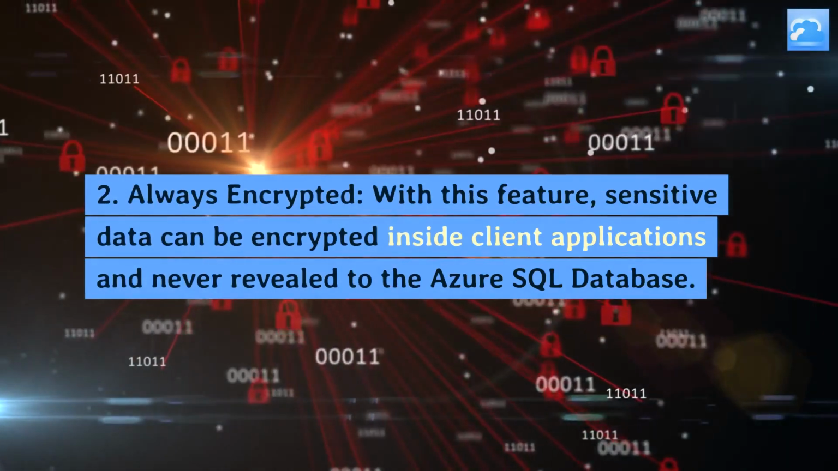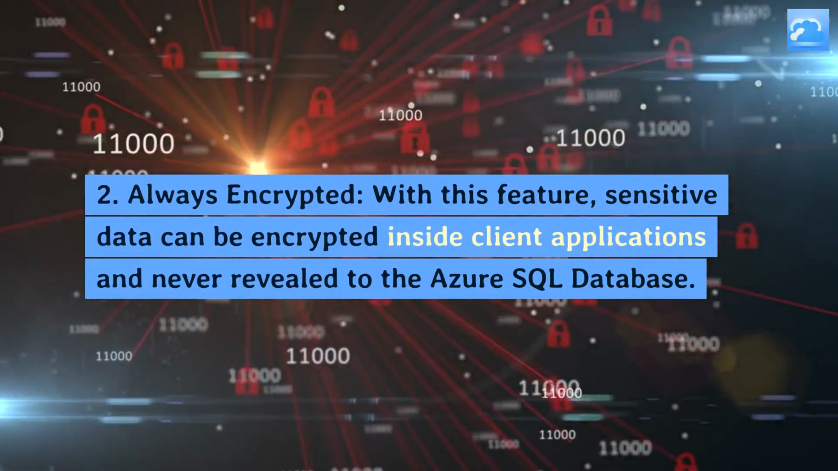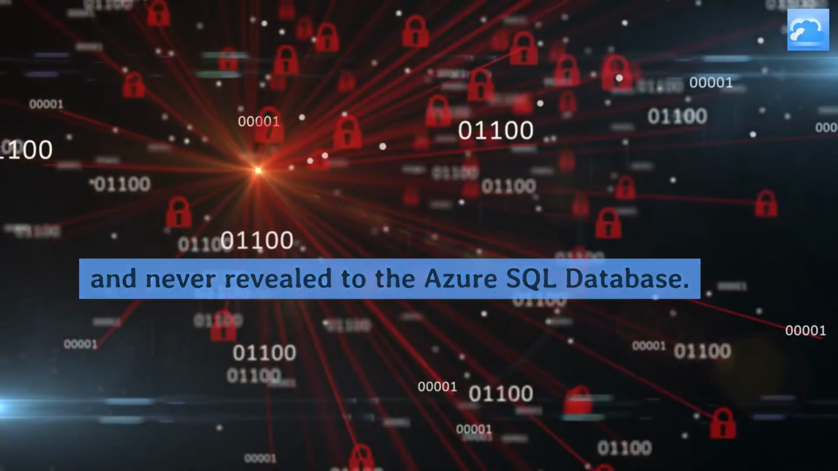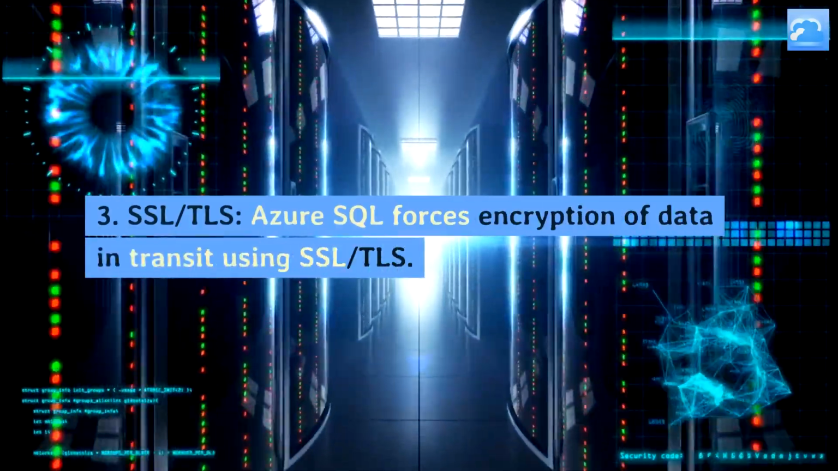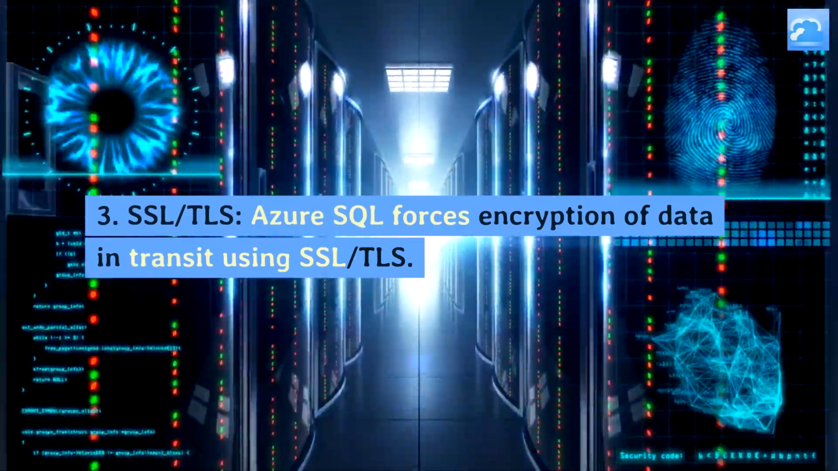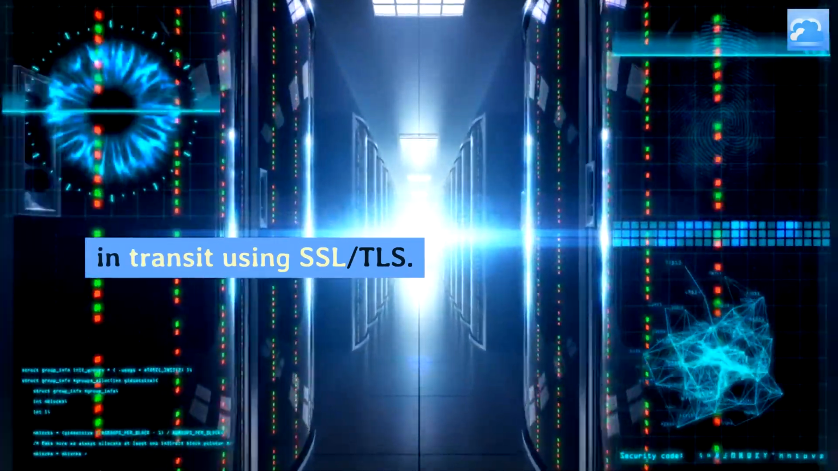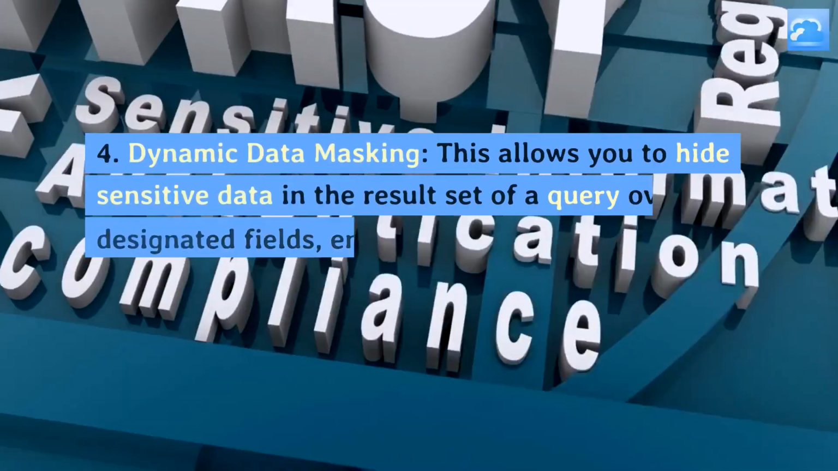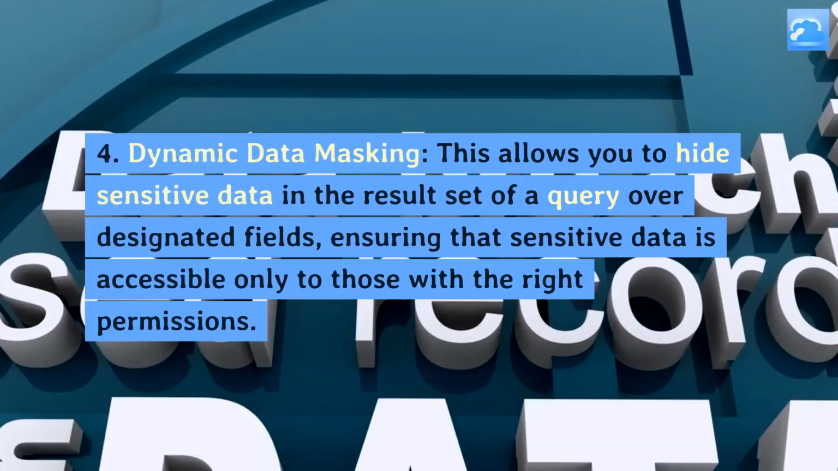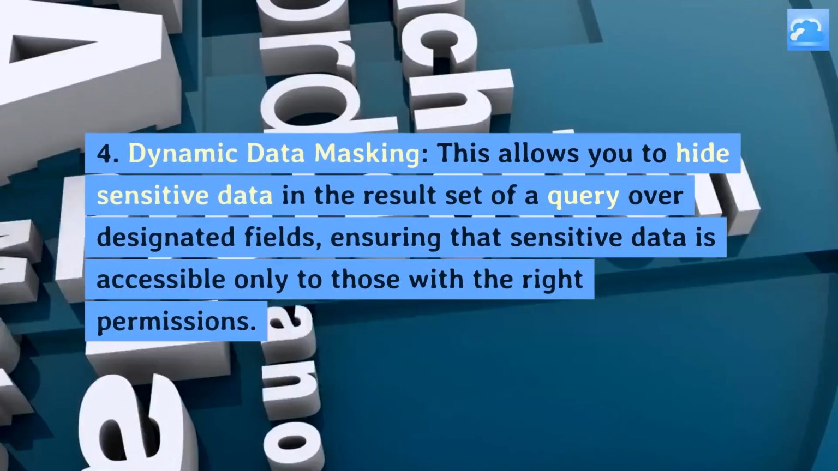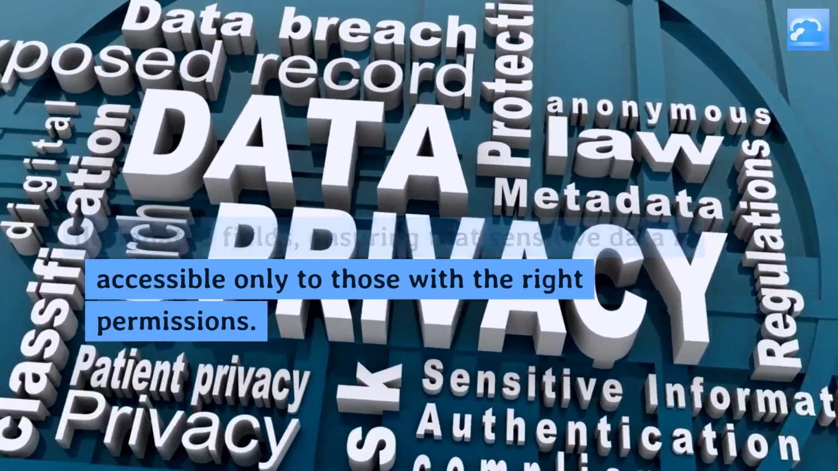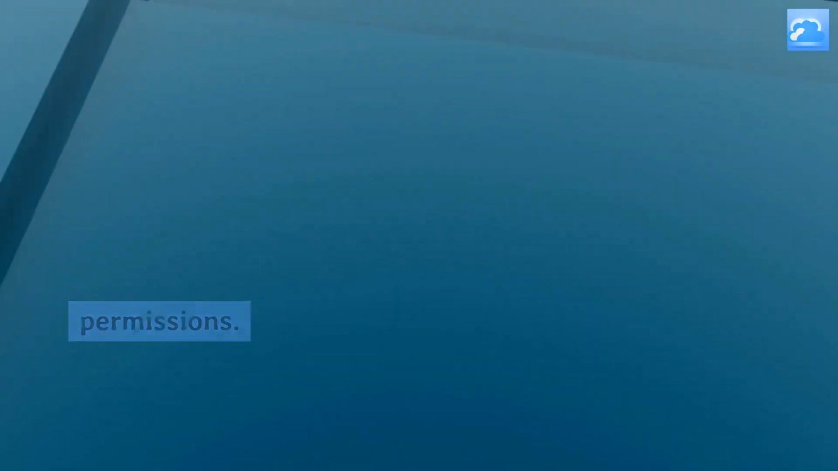2. Always Encrypted. With this feature, sensitive data can be encrypted inside client applications and never revealed to the Azure SQL database. 3. SSL/TLS. Azure SQL forces encryption of data in transit using SSL/TLS. 4. Dynamic data masking. This allows you to hide sensitive data in the result set of a query over designated fields, ensuring that sensitive data is accessible only to those with the right permissions.